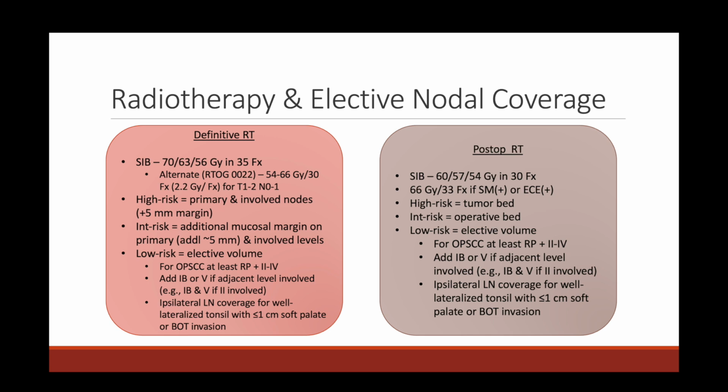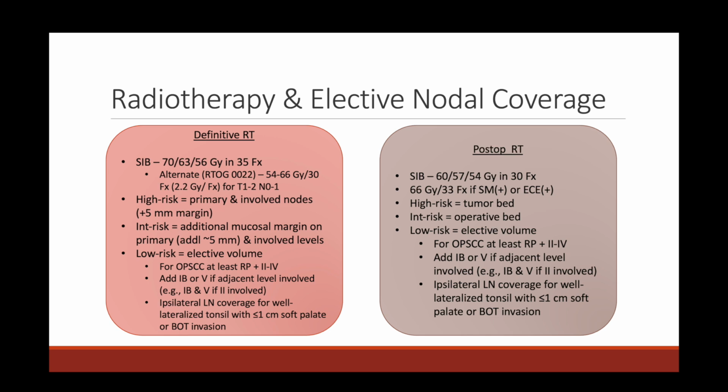In terms of elective nodal volume, for oropharyngeal squamous cell cancers, we at least cover levels 2 through 4 and the retropharyngeal nodes. So anything with pharynx in the name, you definitely want to think about covering the retropharyngeal nodes. And then typically, if an adjacent level is involved, so if level 2 is involved, for example, we cover the adjacent levels, so 1B as well as 5. And if there's a well-lateralized tonsillar tumor with minimal invasion into the soft palate or the base of tongue, then we can sometimes consider ipsilateral lymph node coverage.